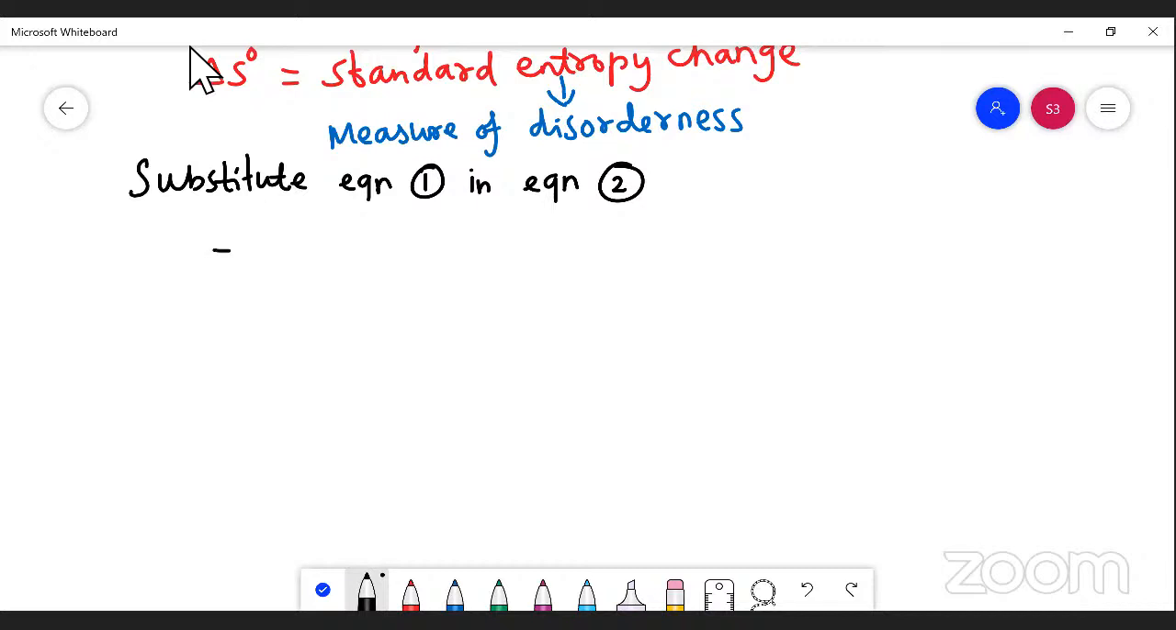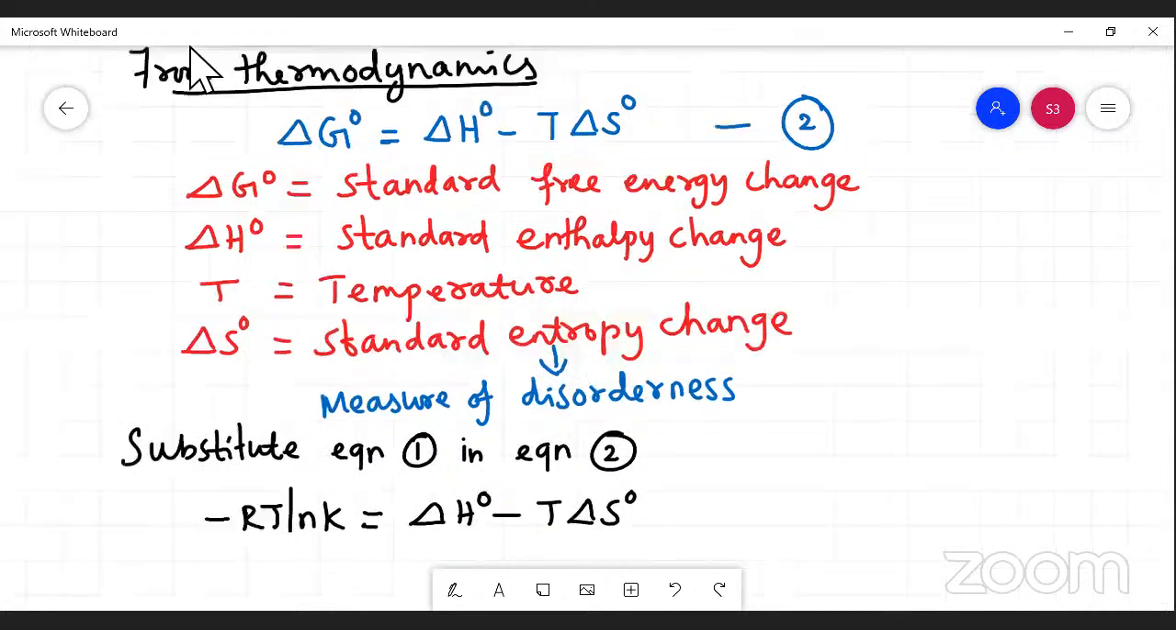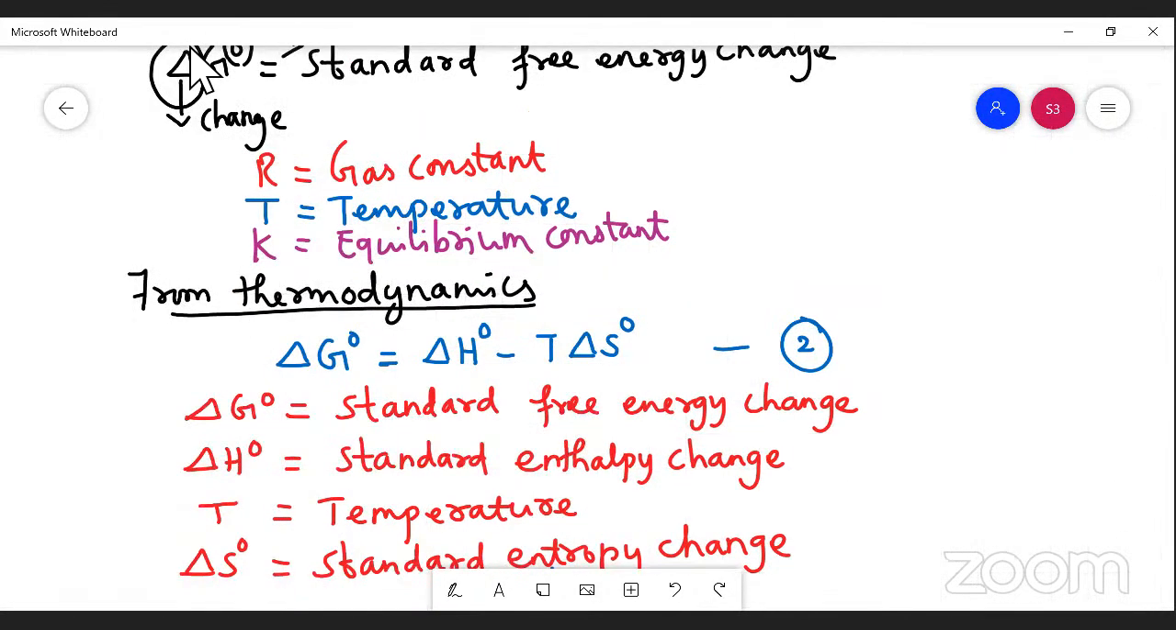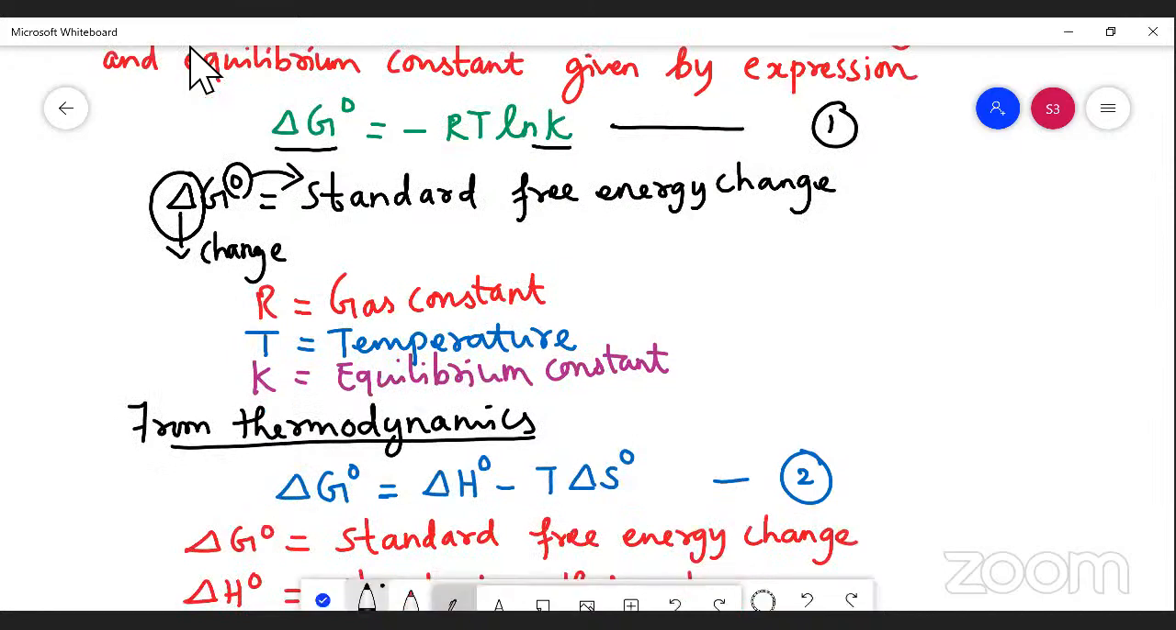So I'll get minus RT ln K. That is del G naught, the standard free energy change, which relates enthalpy and entropy in another equation: del H naught minus T del S naught. So this is a substitution. Substitute equation 1 in equation 2. We know equation 1 is del G naught equal to minus RT ln K. This del G naught, minus RT ln K, I am going to substitute in the second equation as del G naught.